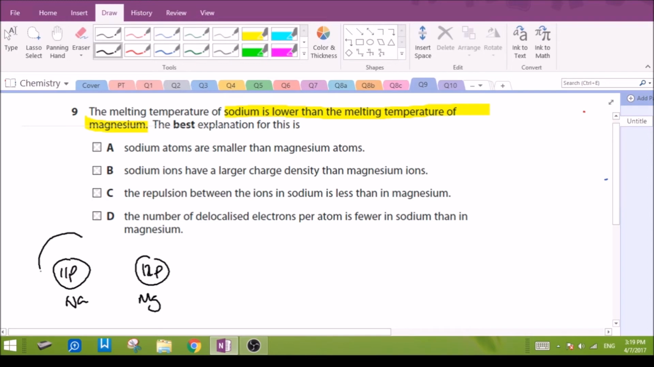So we will expect the nucleus of magnesium to exert a stronger pulling force on the outer electrons compared to sodium, and that will cause the sodium atom to be larger in size than the magnesium atom's radius. So statement A saying that sodium atoms are smaller is incorrect. Sodium atoms are larger.